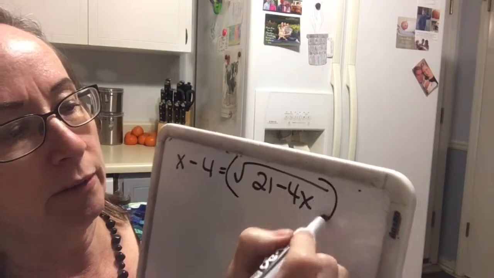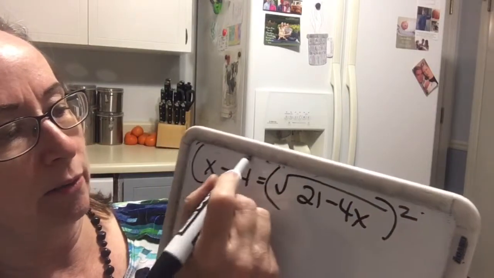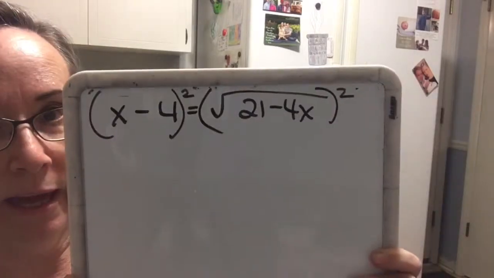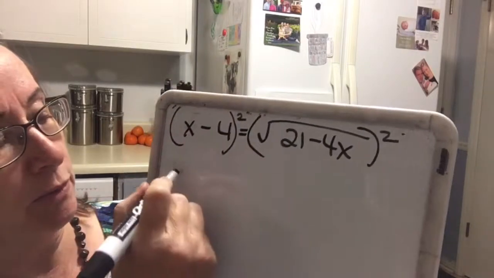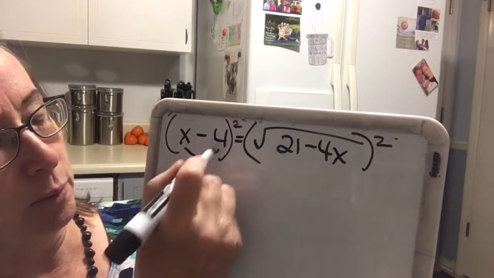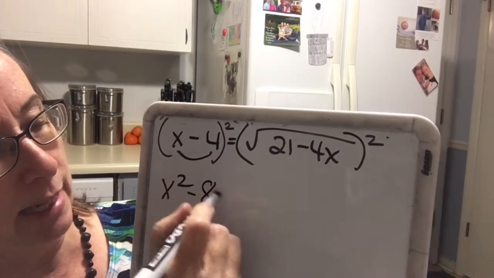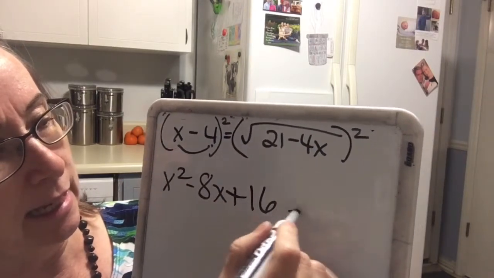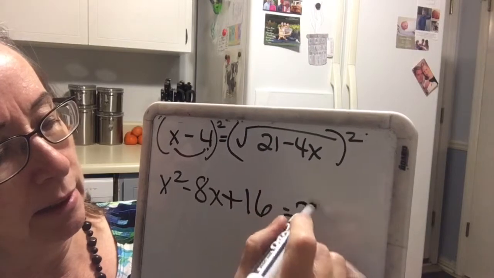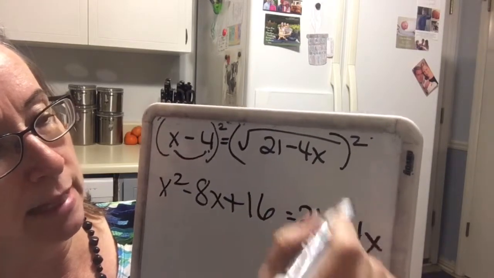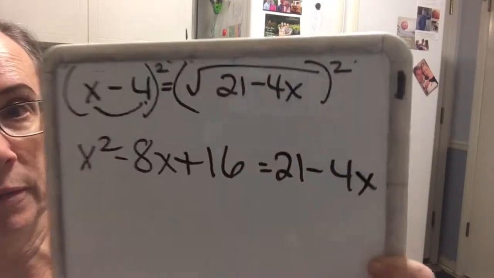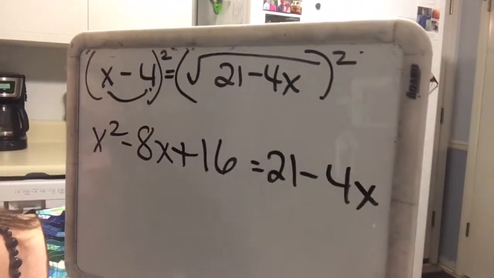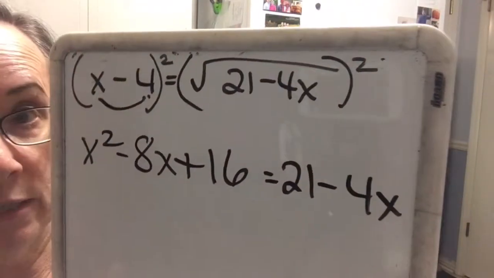So we square the right, and we square the left. Okay, so when we square the left, we're going to get x squared. This product doubled is negative 8x. And then the last one squared is positive 16, is equal to 21 minus 4x, because the square takes care of the square root. All right, so now we do have a quadratic equation.